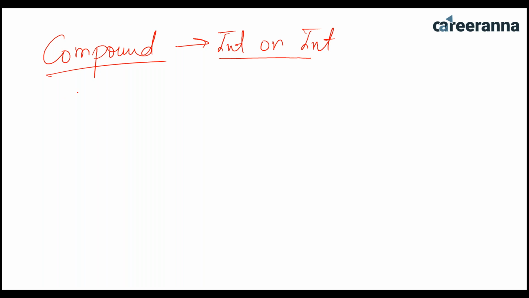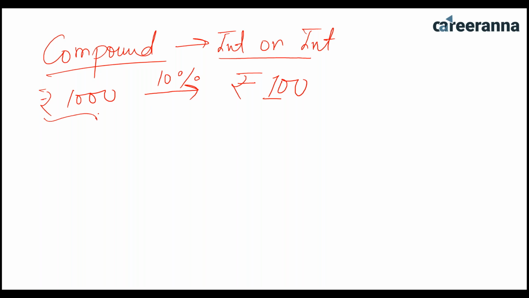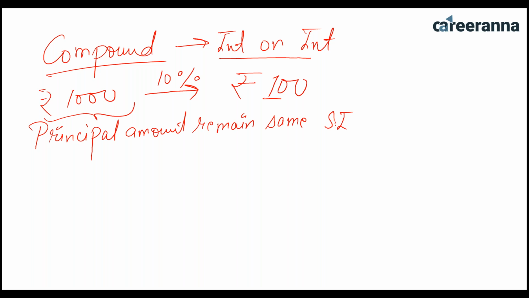Now, if I talk about compound interest, when I was saying it is interest on interest, let's take 1,000 rupees again, and I take it at 10% again. As discussed previously, 100 rupees is going to be my interest. Now here's a twist. When we talk about simple interest, our principal amount remains the same in case of SI, which is simple interest. But this principal amount will be changed in case of compound interest.